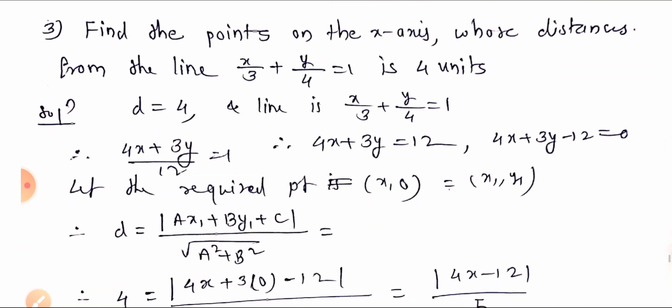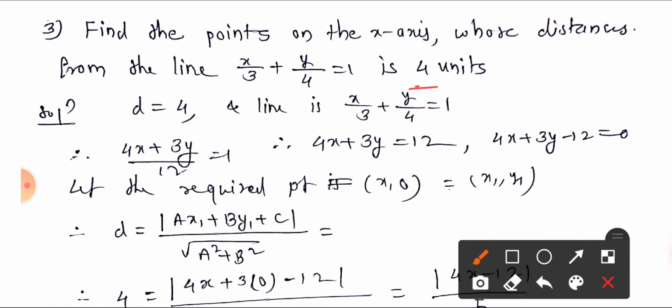So next example, find the points on the x-axis whose distances from the line x by 3 plus y by 4 equal to 1 is 4 units. Means here d is equal to 4 units is given, and the equation of the line which is given in intercept form, we can convert it into standard general form, that is ax plus by plus c equal to 0, and we have to find here the point x1 comma y1.